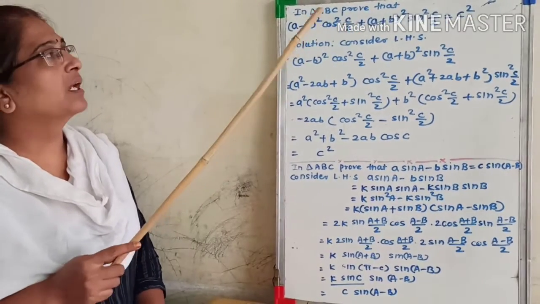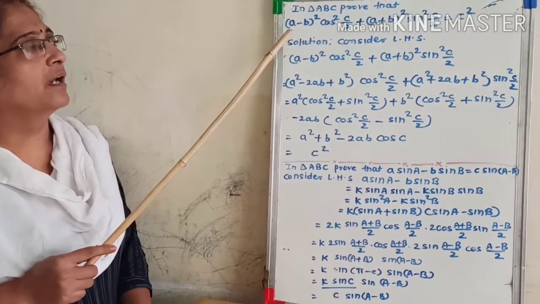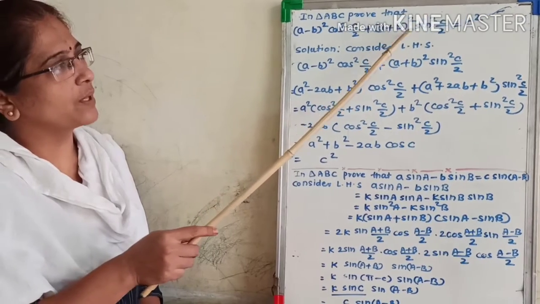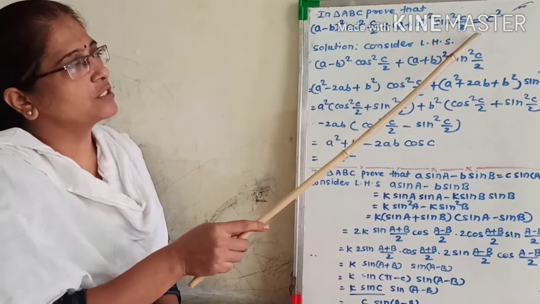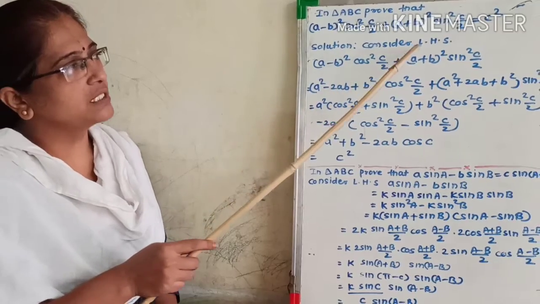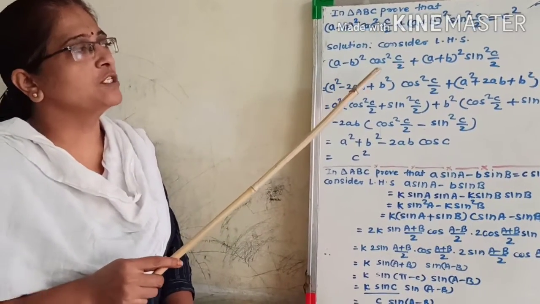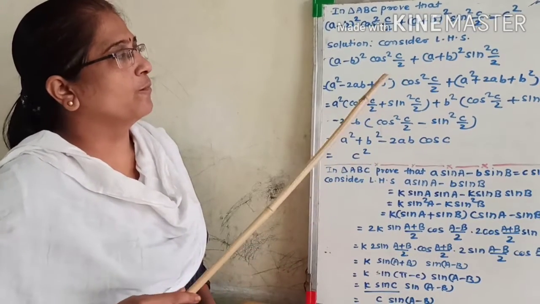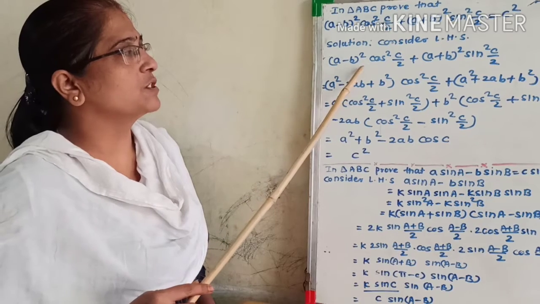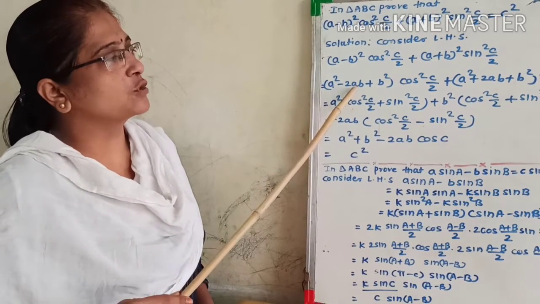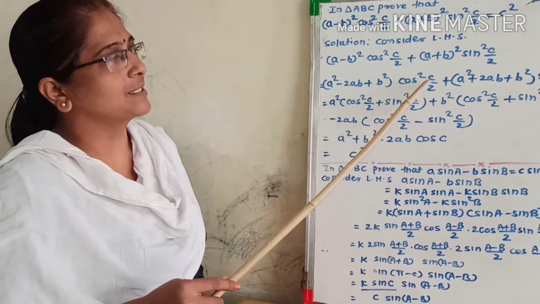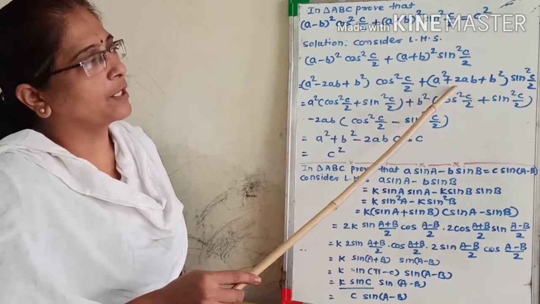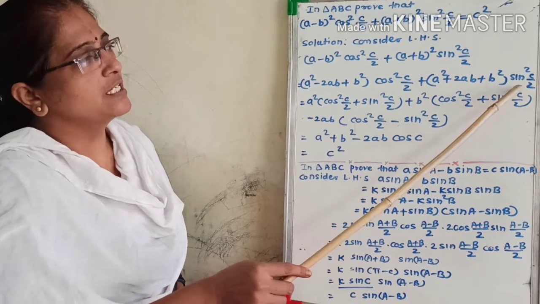Next example, in triangle ABC prove that (a − b)² cos²(C/2) + (a + b)² sin²(C/2) is equal to c². Solution. Consider LHS: (a − b)² cos²(C/2) + (a + b)² sin²(C/2). Now we know the expansion of (a − b)², so (a² − 2ab + b²) cos²(C/2) as it is. Similarly here (a + b)² is (a² + 2ab + b²) sin²(C/2).